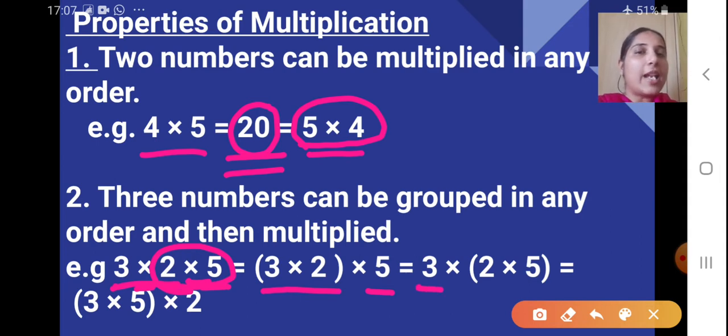And in the third case, you can see this 3 and 5 are multiplied first and then they are multiplied by 2. So it can be grouped in any order and then they can be multiplied. But you have to see the sign of multiplication in between. Okay. There should be the sign of multiplication throughout. So 3 numbers can be grouped in any order and then they can be multiplied. The product will remain same.